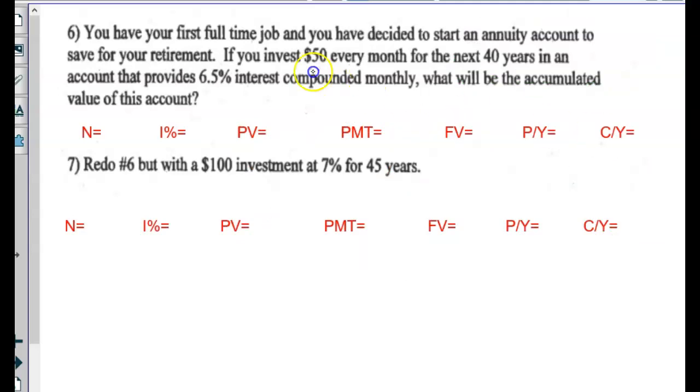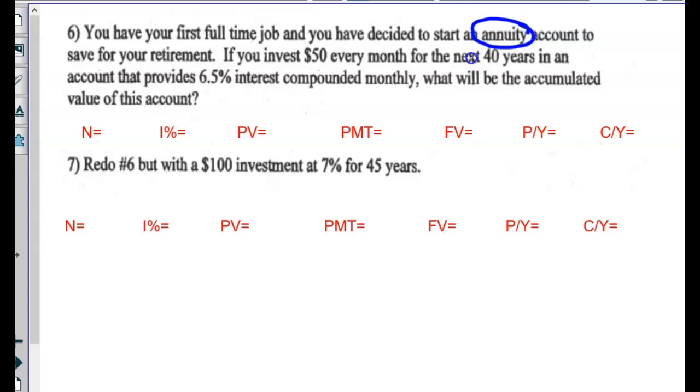Well, you can do some payments. Okay, you have your first full-time job and you've decided to start an annuity. Do you remember what that meant? When you put money away, to save for retirement, is what this one says.